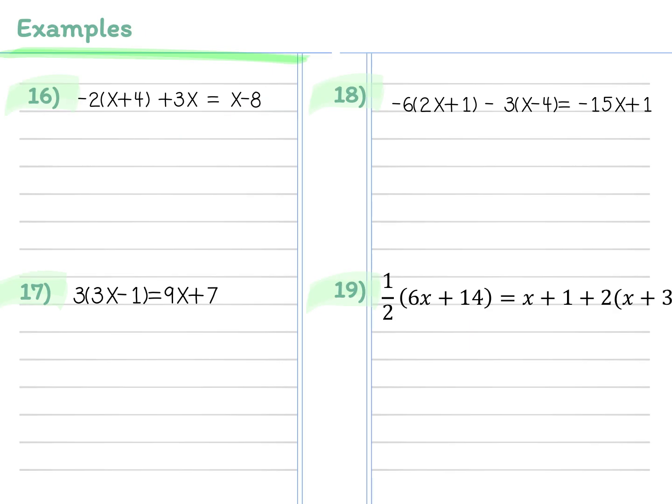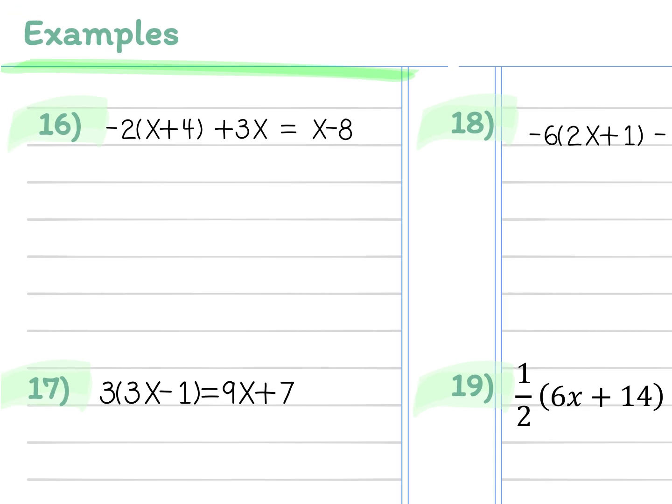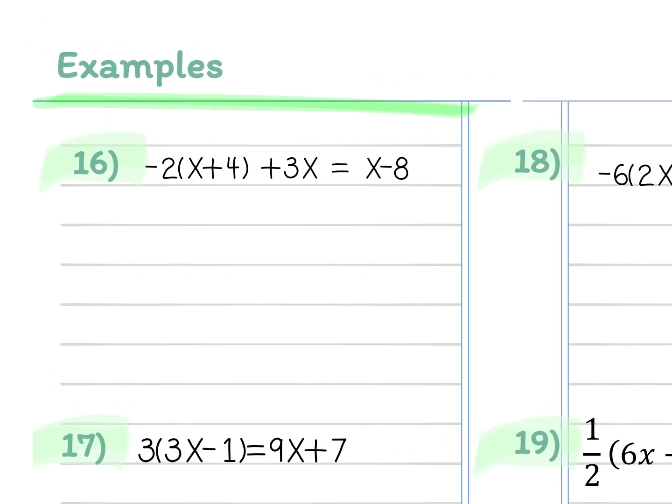All right, now this last page is going to be all on some special cases that you might see. All right, so they look the same as everything that we've been doing before, but let's actually try one and see what's going on here. All right, so let's try this first one. Again, as always, if you see a number on the outside of parentheses, you can distribute that. And so I end up with the -2x minus 8 plus 3x equals x minus 8. And then combine like terms over here, -2x plus 3x is going to get you an x minus 8.